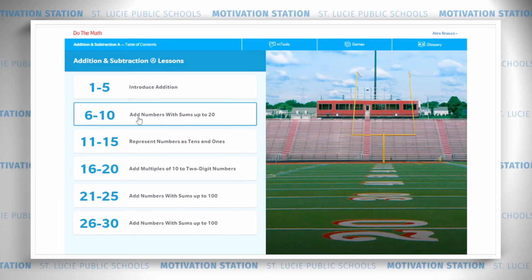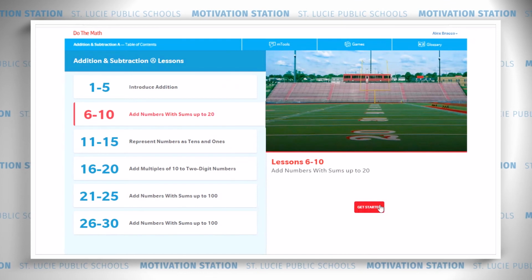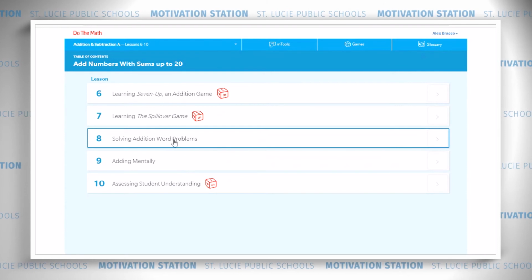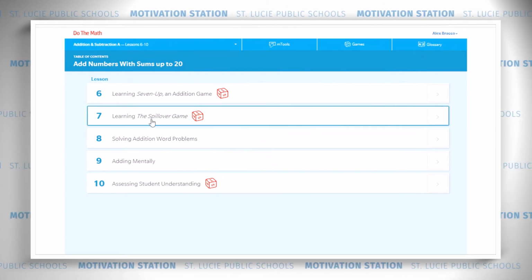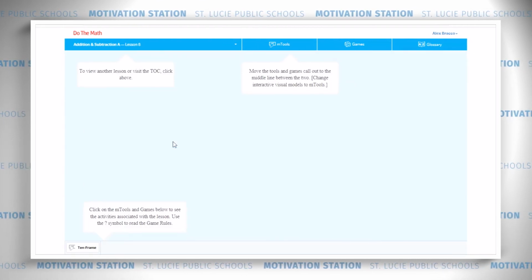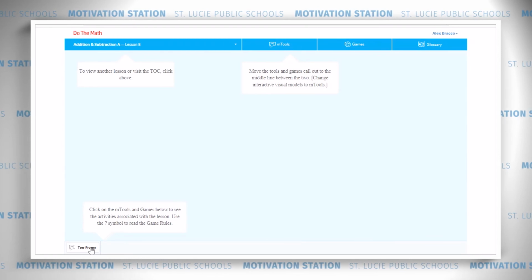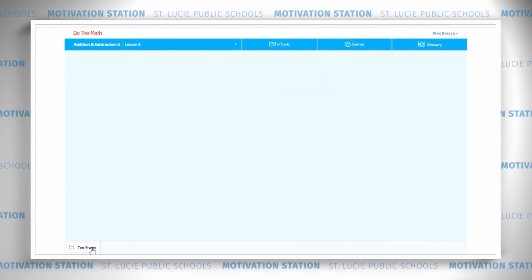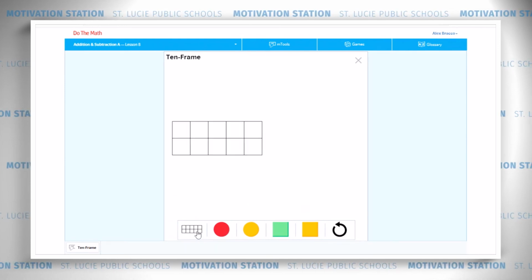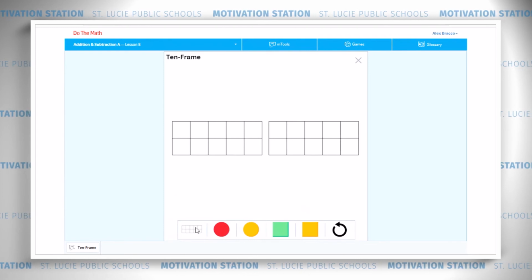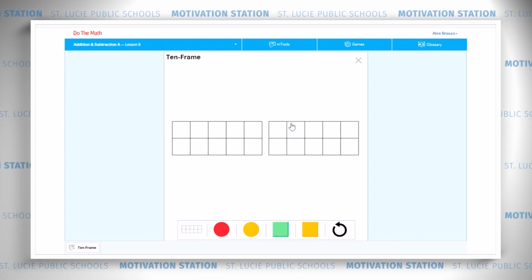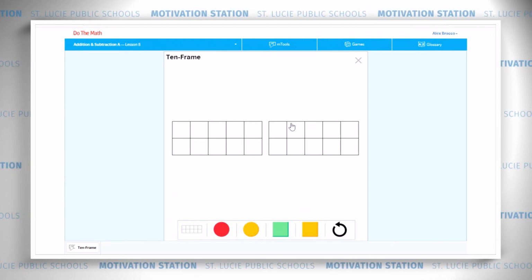And we're on lesson 8, 6 through 10, solving addition word problems. We did the spillover game last Thursday. We're here at solving addition word problems. And down below, we see our 10 frame. Okay, and we're actually going to add 2 of those because remember, our numbers are over 10 and they're up to 19.